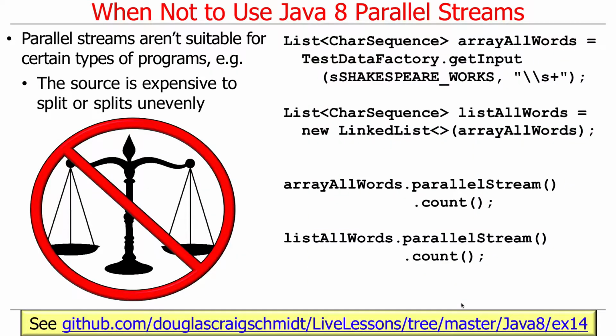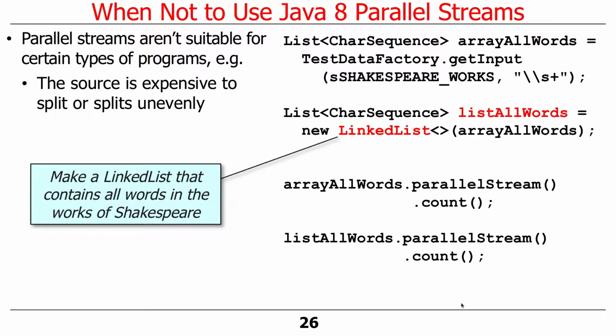So one condition where parallel streams are not a good idea is if the input source is either very expensive to split or doesn't split evenly. If it doesn't split evenly, or if it takes a lot of time to split it evenly, then it's not going to be a win. And to prove all this, you should take a look at this link here in my GitHub repository, which shows this example program. What this example program does is it basically creates a list of all the words in the works of Shakespeare.